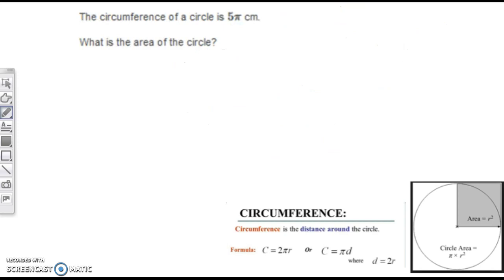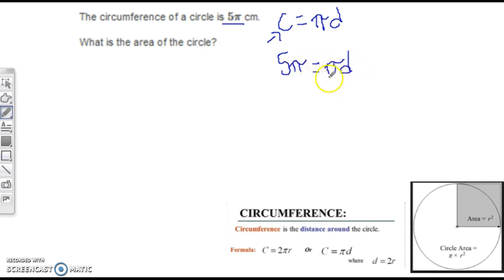All right, this one says the circumference of the circle is 5 pi centimeters. What is the area? Okay, so we need to know both of these formulas: the circumference formula and the area formula. Let's start with circumference. It doesn't matter which one we use, but I'm going to say circumference equals pi times diameter. And in this case, I know that the circumference equals 5 pi, so I'm going to plug that in for the letter C. So 5 pi equals pi times diameter.